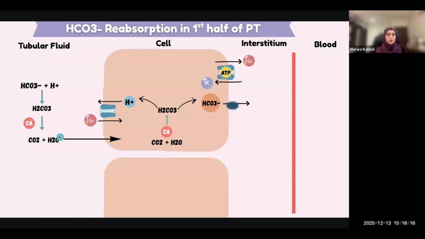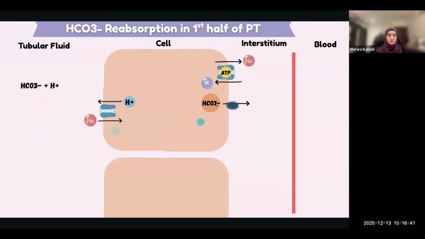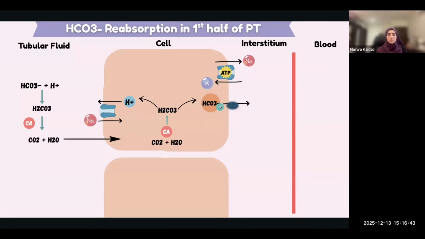Now, when carbon dioxide and water are formed, this is basically what you want. They're going to easily diffuse into the cell, and then with the help of carbonic anhydrase again, we're going to form carbonic acid, and this carbonic acid is then going to dissociate into H plus and bicarbonate. This H plus is going to go back outside, so it's going to keep this channel going, keep on recycling, and this bicarbonate is what we wanted, so we want to reabsorb it, and it's going to get reabsorbed.